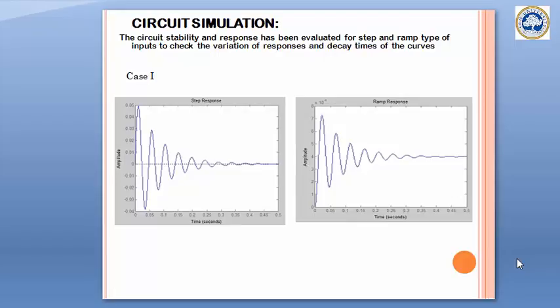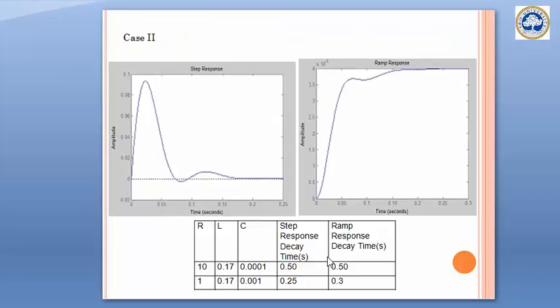The proof for system stability has been performed using MATLAB software. The stability analysis has been carried out by computing the step and ramp response decay times for a set of values of RLC. The step response decay times have given us an approximation of the stability of the system. If the step and ramp responses have the same decay times, it means that the system is unaffected by the type of input it receives.